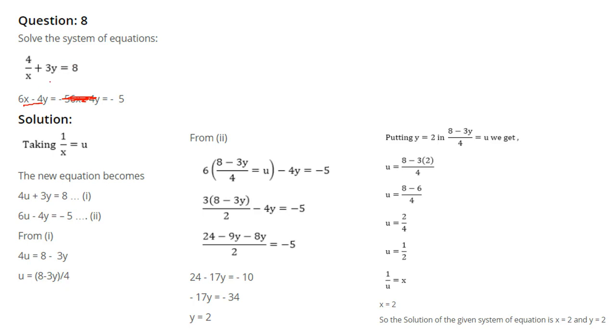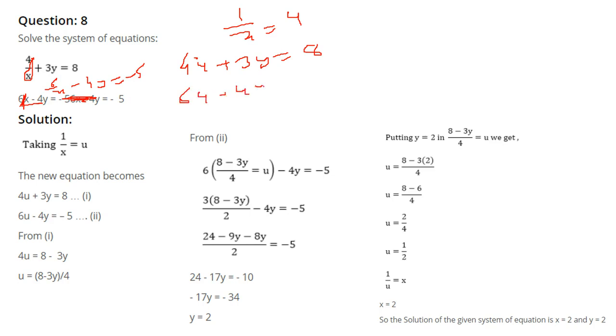What you have to do is first put 1 by x equal to say some u or v. So 1 by x is u, so you get 4u plus 3y equal to 8. Now this is also 6 by x. The equation is actually 6 by x minus 4y equal to minus 5. So 6 by x, we have taken 1 by x as u, so 6u minus 4y equal to minus 5.